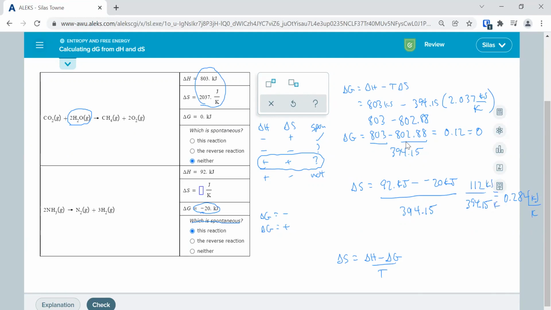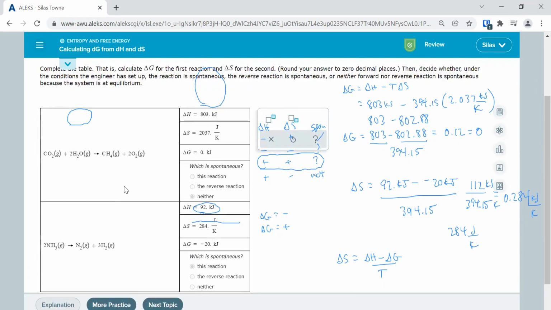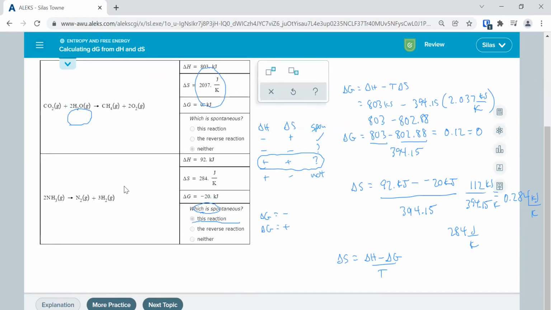And so I'm going to multiply by the 1,000 and get 284 joules per Kelvin, because it is asking for joules per Kelvin. I'm going to go 284 here, put my decimal place, and check. So we have neither here. We have this reaction because delta G is negative. There we go.